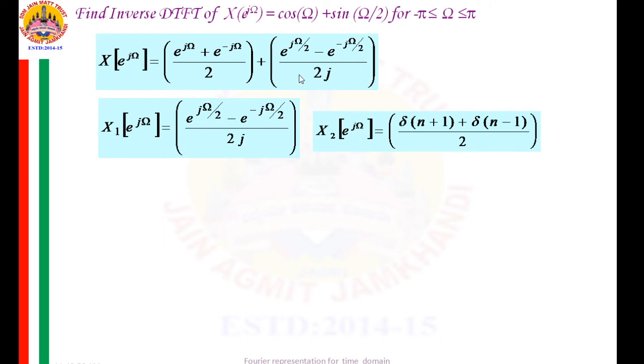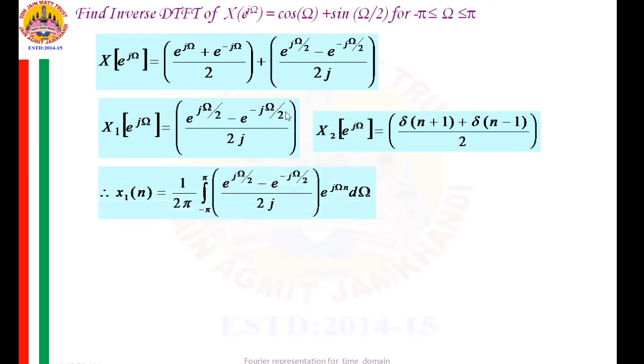expression. So I have considered this in opposite form. See here, this I have considered as x1 and this I have considered here as x2. So x2 of n becomes equal to 1/2 delta of n plus 1 plus delta of n minus 1. Sorry, here again I have made so many mistakes in this presentation. This is not x2 of e raised to j ohm, whereas this is x of n, x2 of n. Okay, this is not xn also, this is x2 of n.